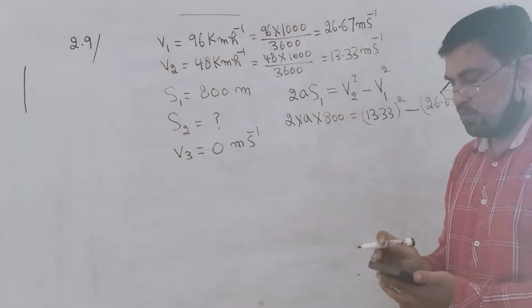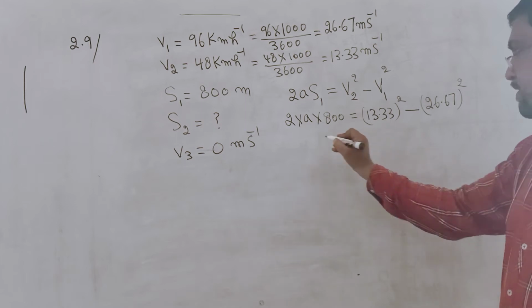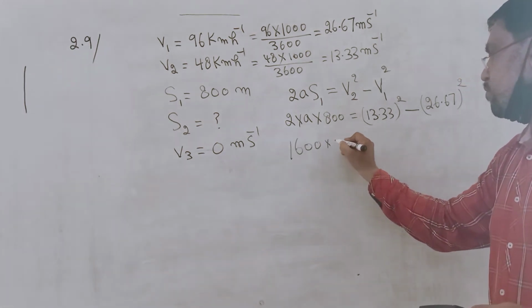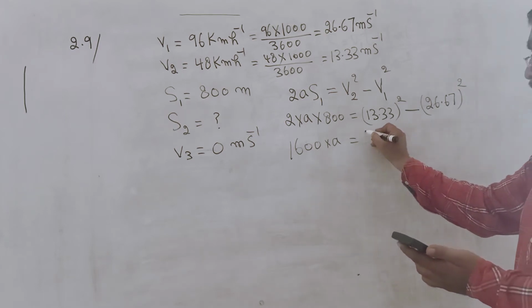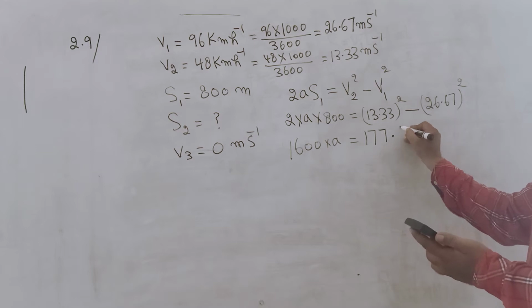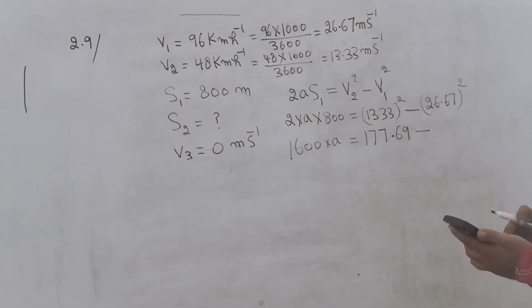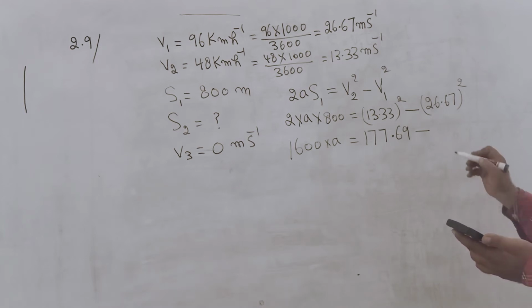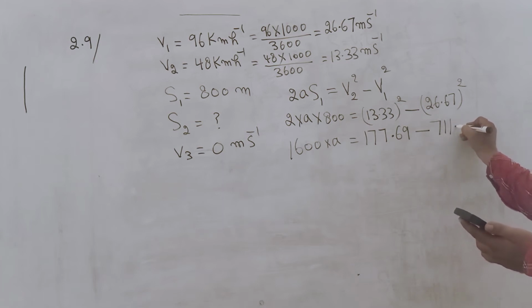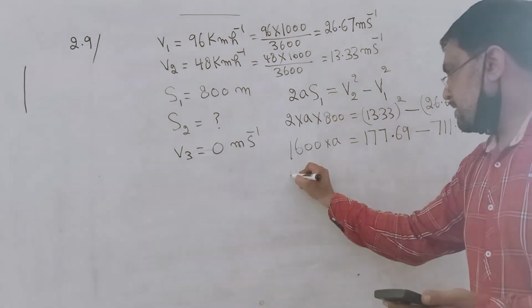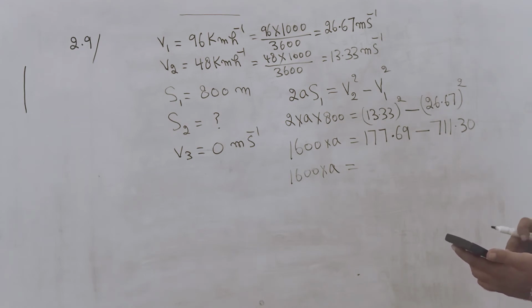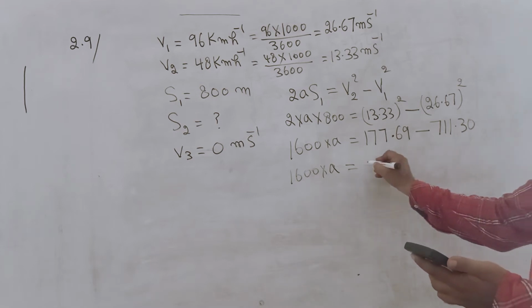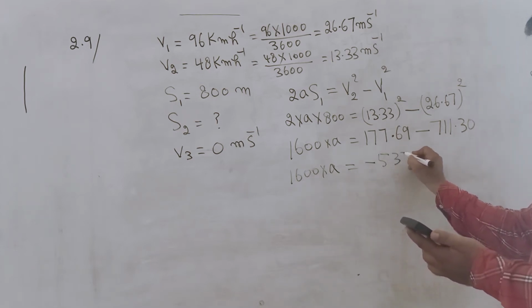Now we can use the calculator. 800 into 2 is equal to 1600, so 1600 into a is equal to 13.33 square, which is 177.69, minus 26.67 square, which is 711.30. 177.69 minus 711.30 is equal to minus 533.61.